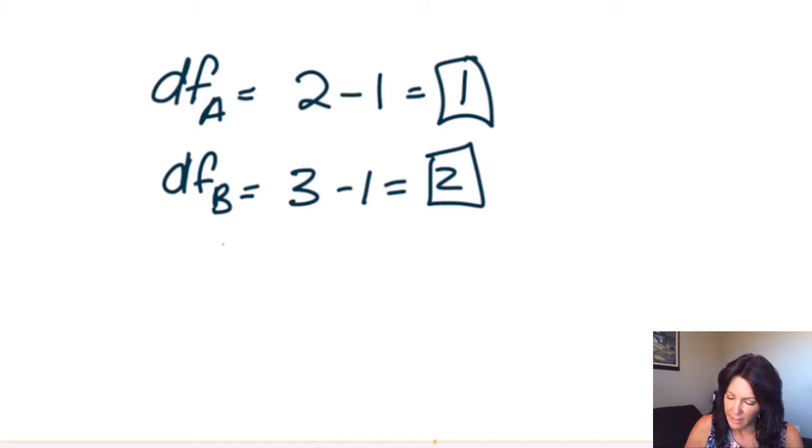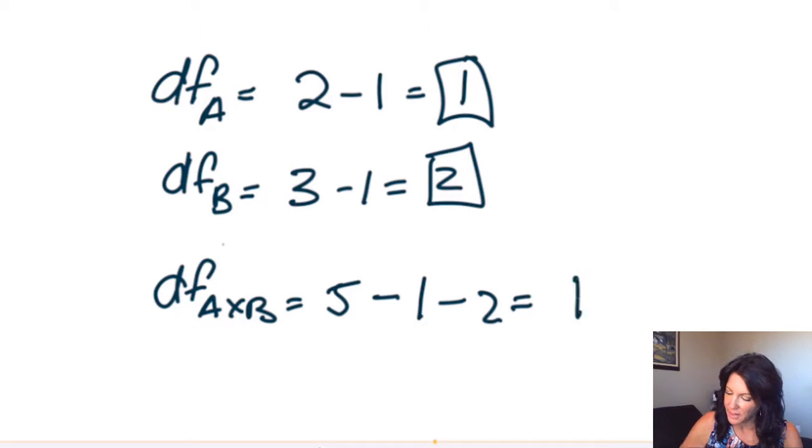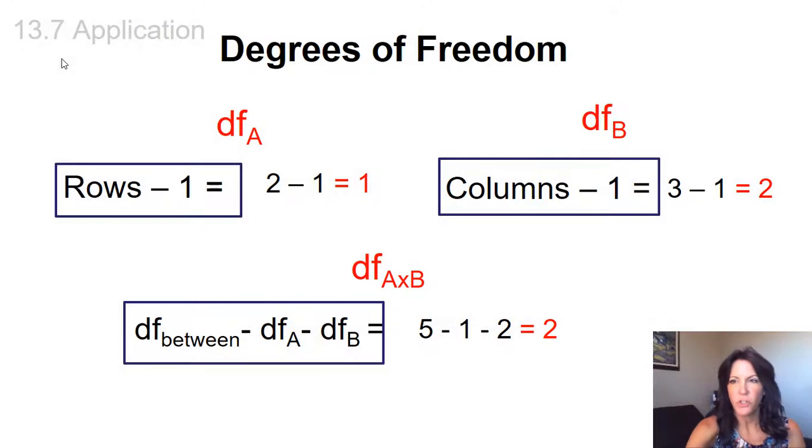And then finally, our degrees of freedom for the interaction is a matter of taking our total degrees of freedom for the study, which is 5, minus the degrees of freedom A, which is 1, minus the degrees of freedom B, which is 2. So that leaves us with 2 for the interaction. And here's just a summary of what that looks like.